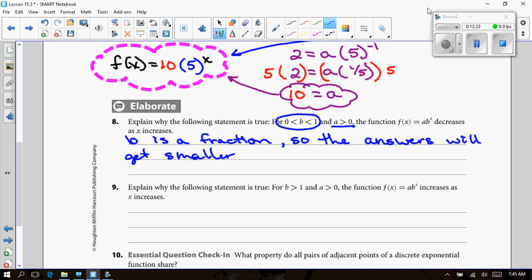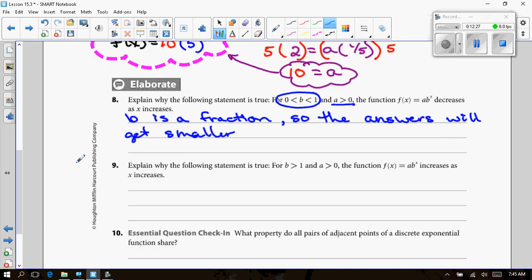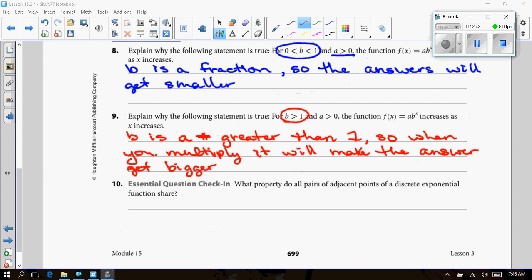So again, if you still have time, go ahead and answer number 9. Explain why this statement is true. For b is greater than 1, and a is of course greater than 0, why does it increase? Okay, I'm going to hit pause here a second. So b is a number greater than 1, so when you multiply by anything bigger than 1, you know your answer is going to get bigger, right?